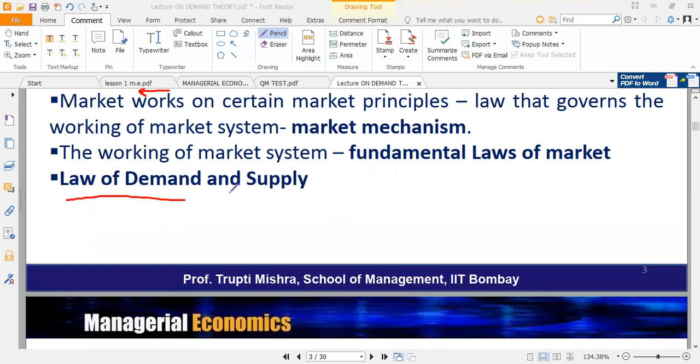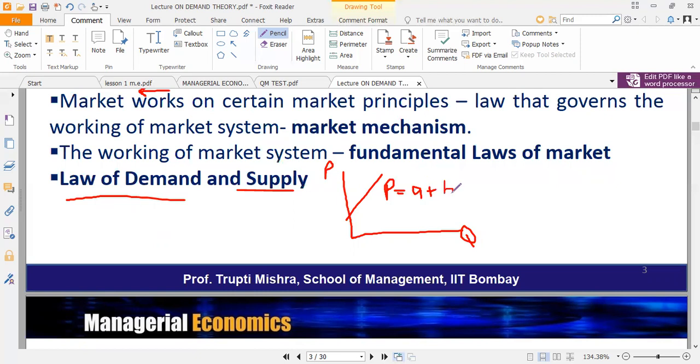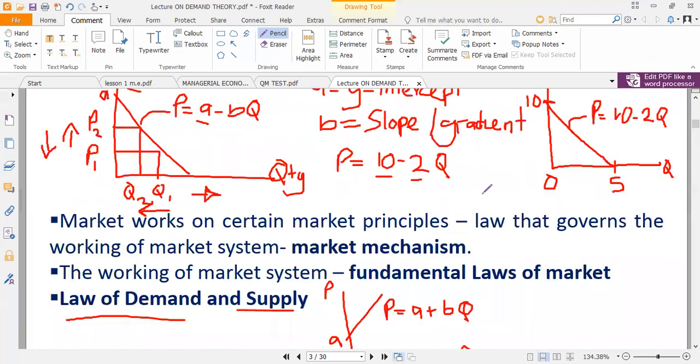On the contrary, supply also has its own law. The law of supply states that the equation of P and Q is the same as that of demand, except that in this case we have a positive gradient. So instead of having A minus, we're going to have A plus BQ. So this is the y-intercept.